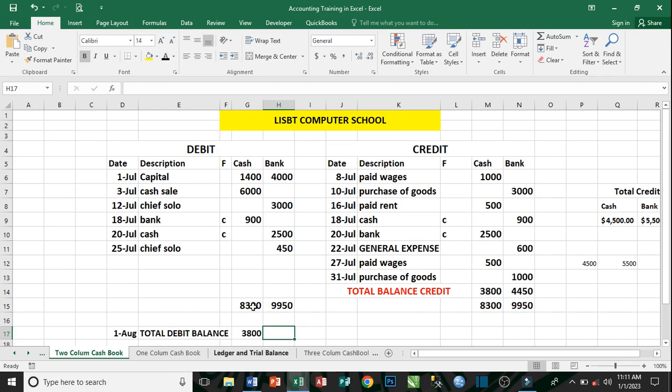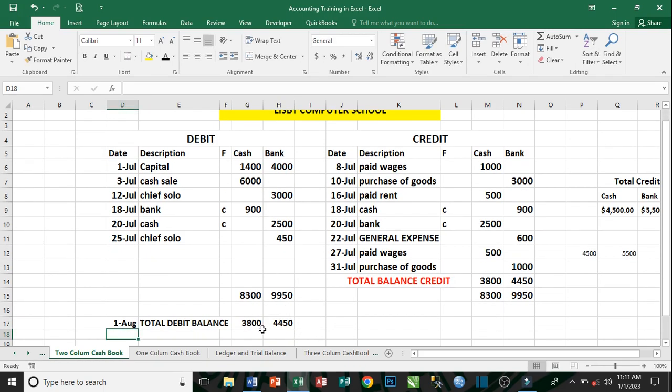You come here again. Total under the cash is 3,100. Under the bank is 4,450. You press enter. So this is it. This is the way you are closing. That means you have completed the entire two column cash flow in accounts.